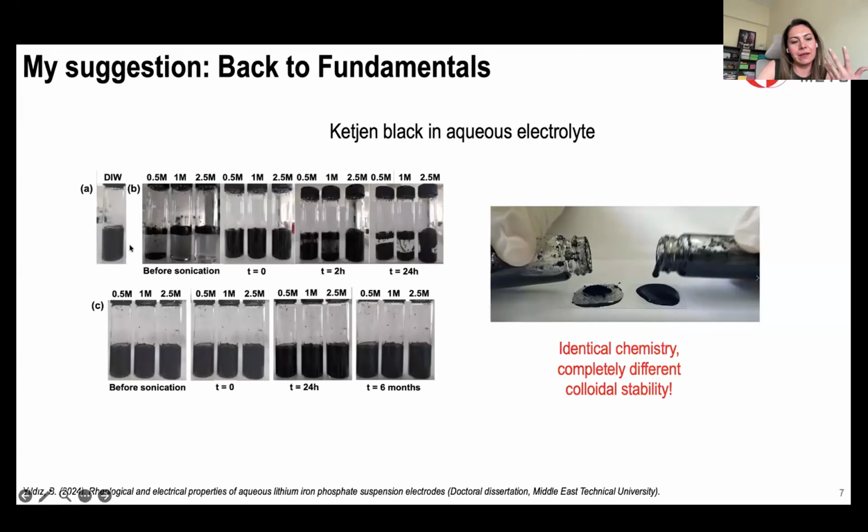If you look at that in detail, once we add that carbon black into the electrolyte, we see that phase separation. We can increase the homogeneity by applying ultrasonication, but after just 2 hours, we observe phase separation again. However, in the other case, we add carbon black into water. We actually allow that electric double layer to form, and then we add salt into it. Then we obtain a stable suspension.